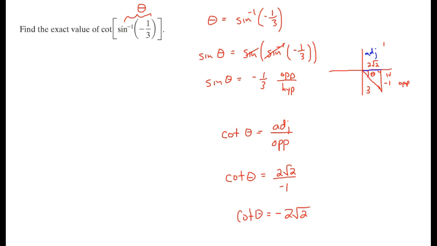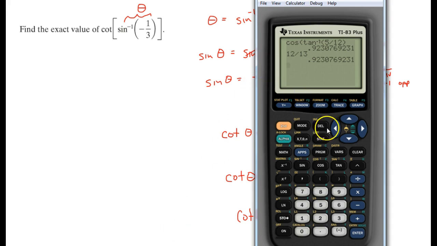Alright, now how would I check that on my calculator? A little bit trickier this time. We've got an arcsine, but we have a cotangent. So remember, that's the tangent reciprocal, so we use tangent, and then we use the arcsine of -1/3. Close that off, that closed off the arcsine. Close off the tangent, right? And because it's cotangent and not tangent, we need the -1 there.